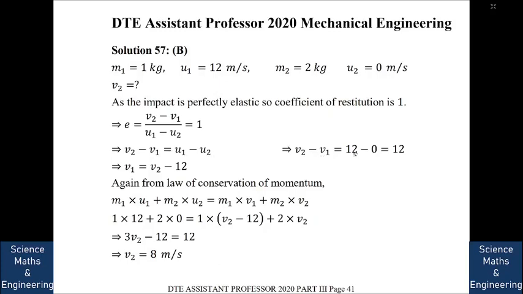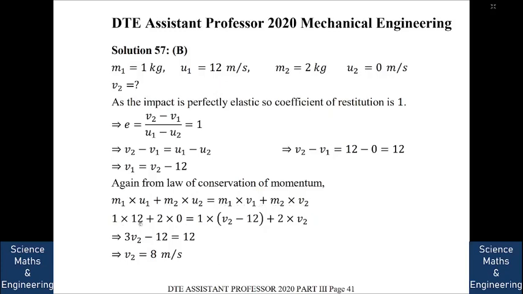Now v2 minus v1 would be, u1 we know is 12 and u2 is 0, so it is 12. So we can write v1 is equal to v2 minus 12. Again, from the law of conservation of momentum, we have m1 into u1 plus m2 into u2 is equal to m1 into v1 plus m2 into v2.